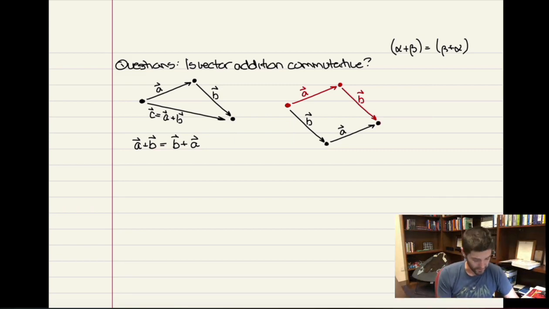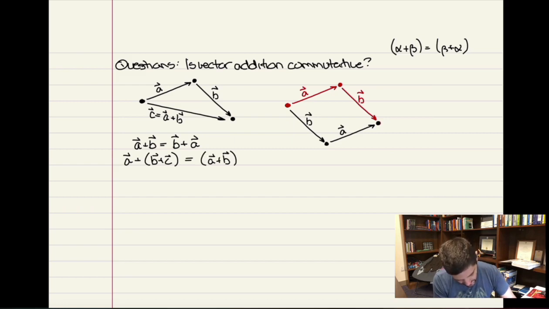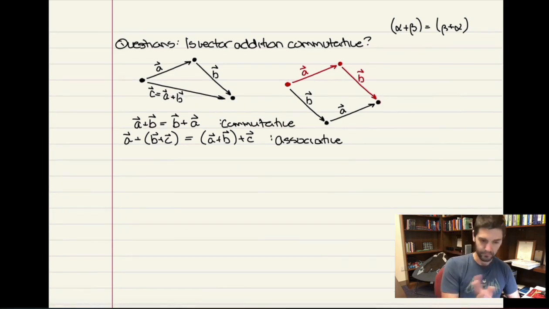Turns out vector addition is also associative, which just means that parentheses don't change the answer. If I do something like this with the vector A, that is the same thing as if I first did A plus B, and then added C. And that is the associative property. But this is the commutative property. That's more for the math majors. All right.